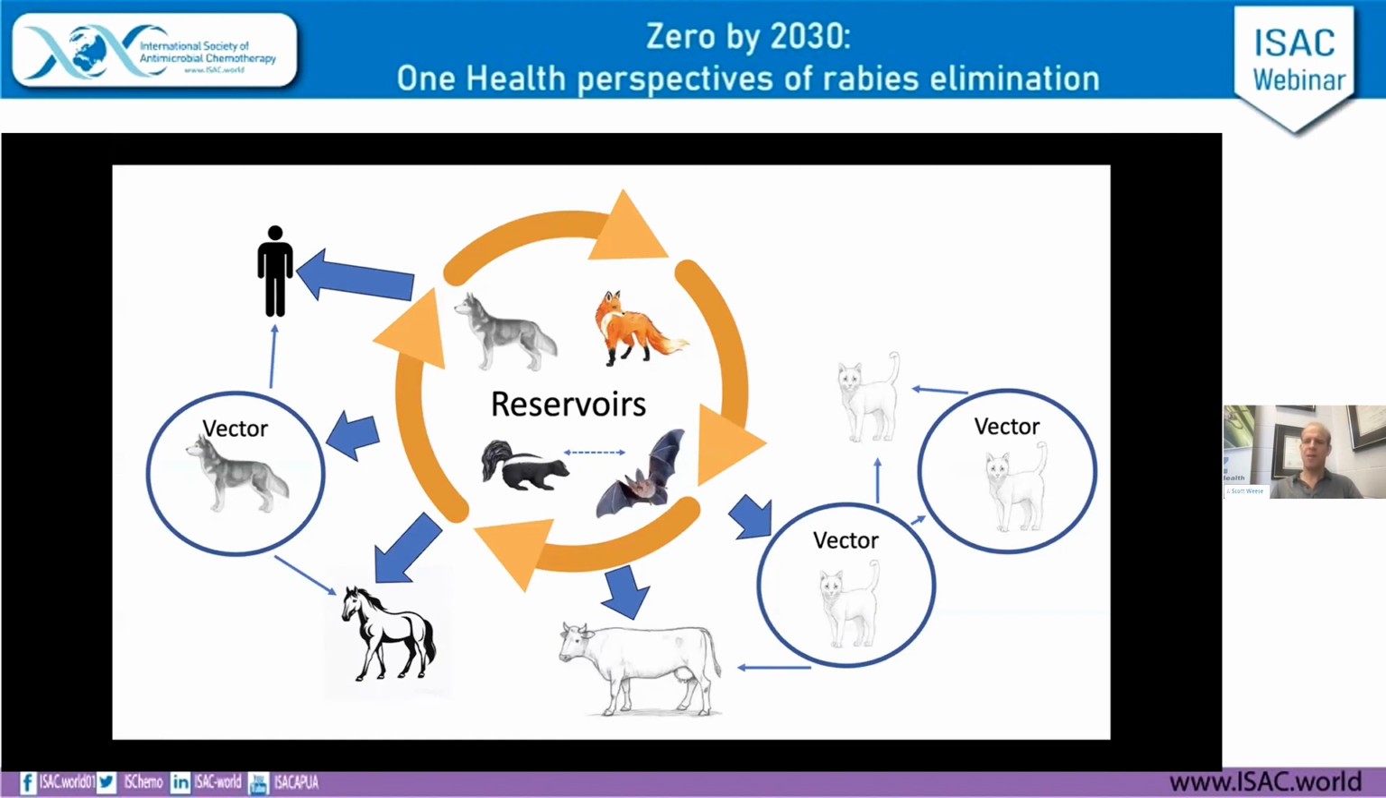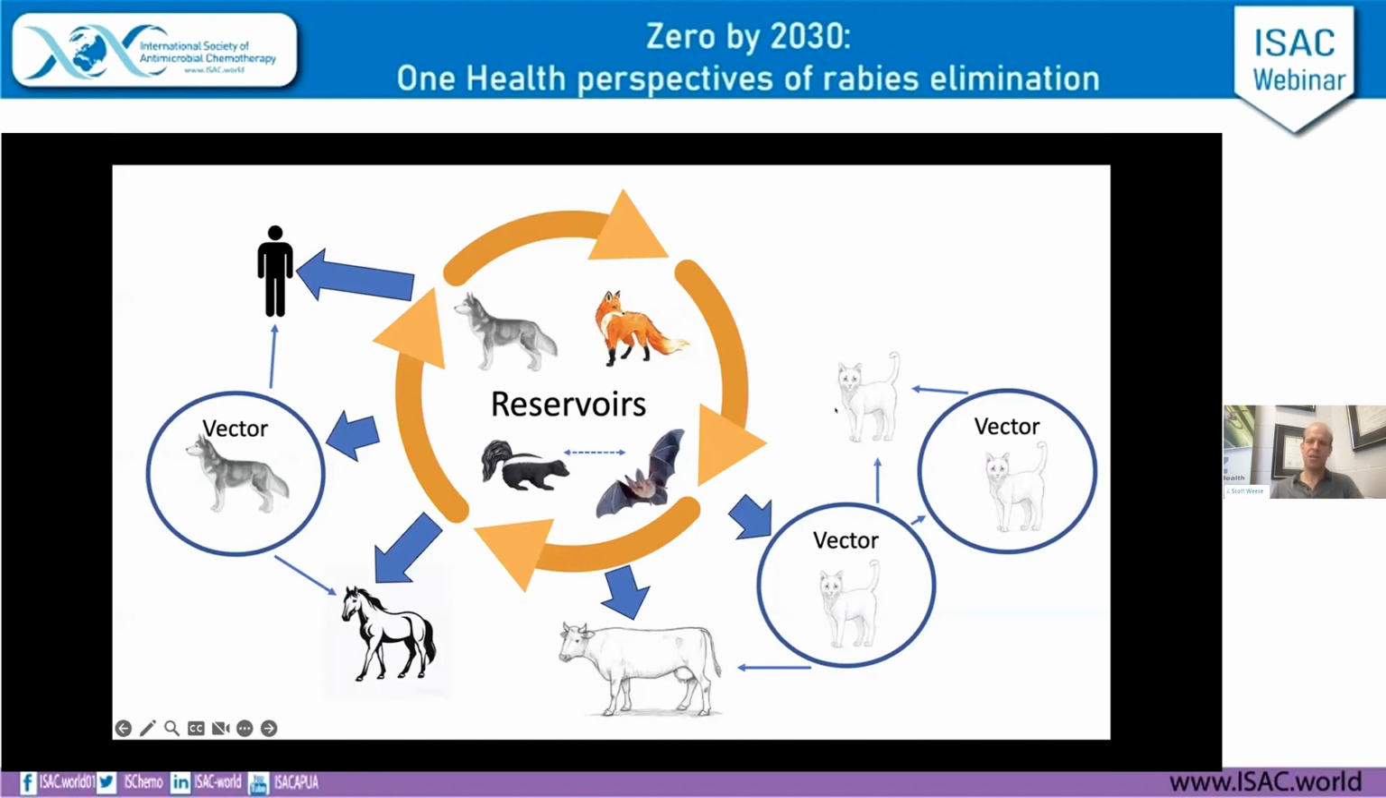So a vector doesn't have its own established rabies virus variant, but can be infected and can be infectious, and by nature of ecology, epidemiology, and virology is able to spread the virus. So, for example, we have a cat. A cat gets infected by a dog or a bat. That cat could potentially transmit this to another individual as a dead end or incidental host, or to another individual who could then transmit it.